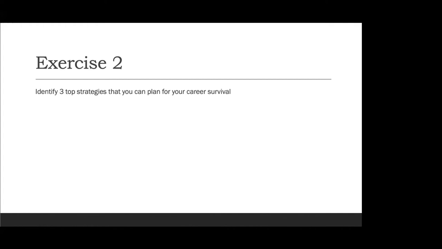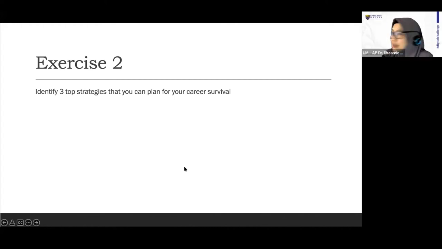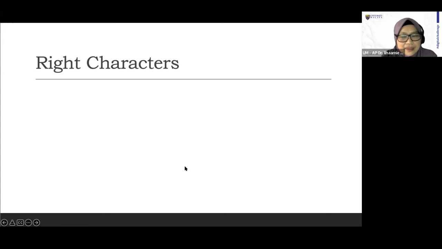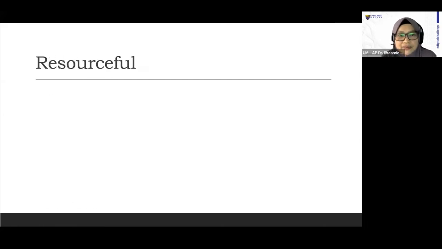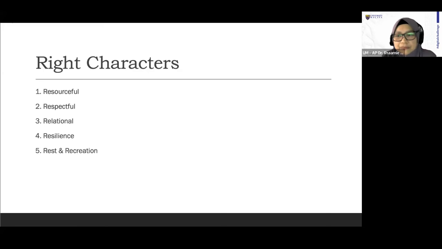So next, we go to the next slide. On top of the strategies, in order to survive in your early academic career, you need to possess the right characters. I have identified five characters: resourceful, respectful, relational, resilience, and rest and recreation.